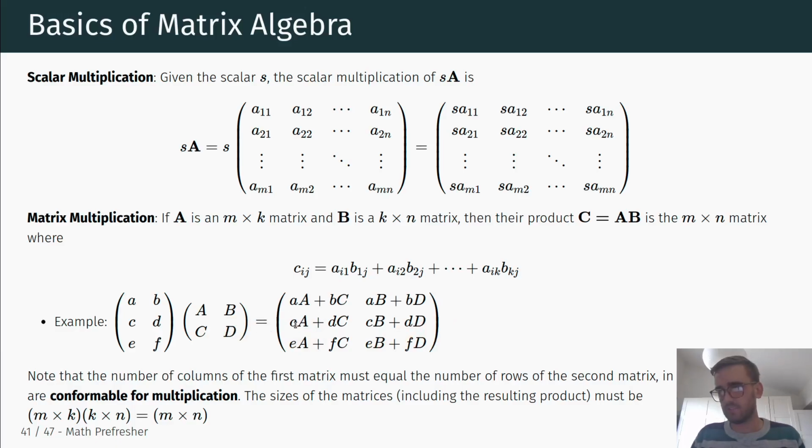For example, let's look at this one. The second row, first column. We go in the first matrix to the second row, in the second matrix through the first column. So it's C times A plus D times C, and that's what we see here. So that's the underlying logic. I went through it before, but my pointer didn't work properly.